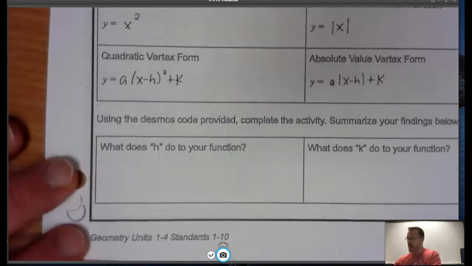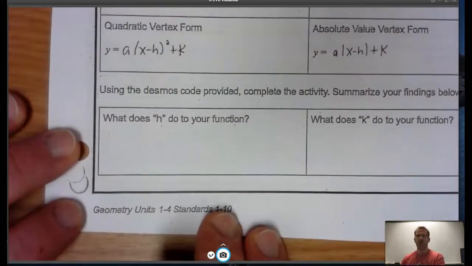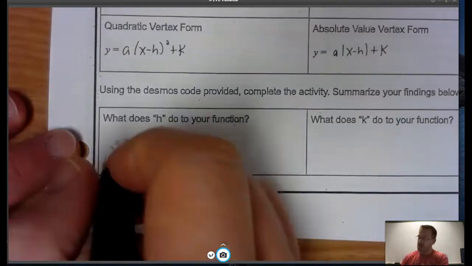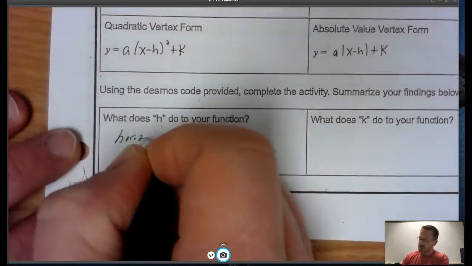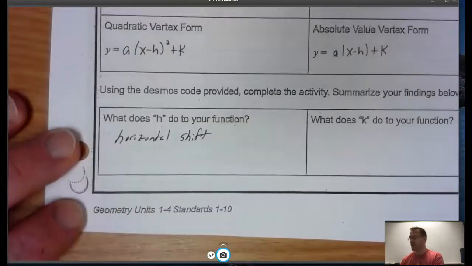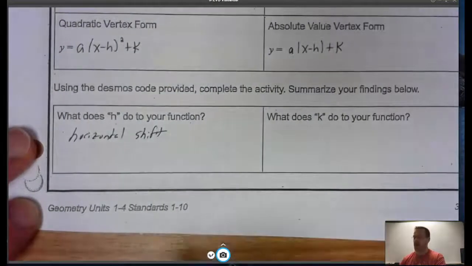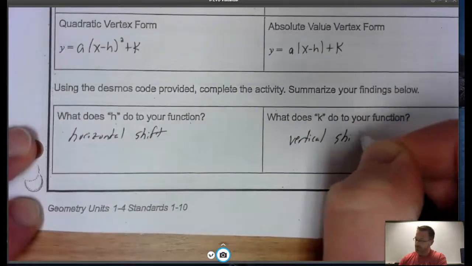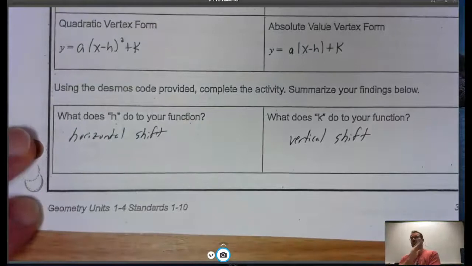All right, so now when we look at this, hopefully you went through the Desmos activity, and hopefully you remember what h does, right? So what does h do to our function? It is a horizontal shift. All right, and then hopefully you figured out that k is a vertical shift, right? All right, so h moves things left and right. Okay, k moves things up and down. All right, so there's some basic information on our translating functions.